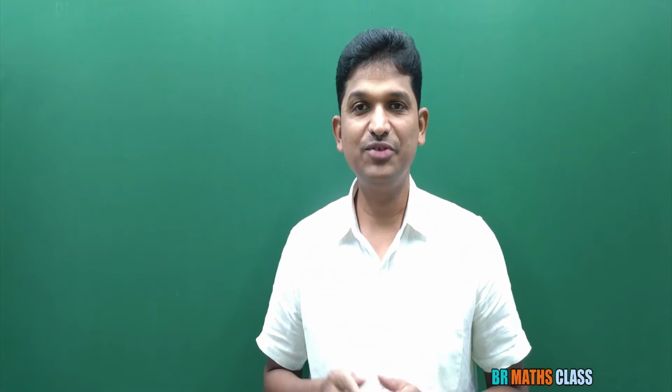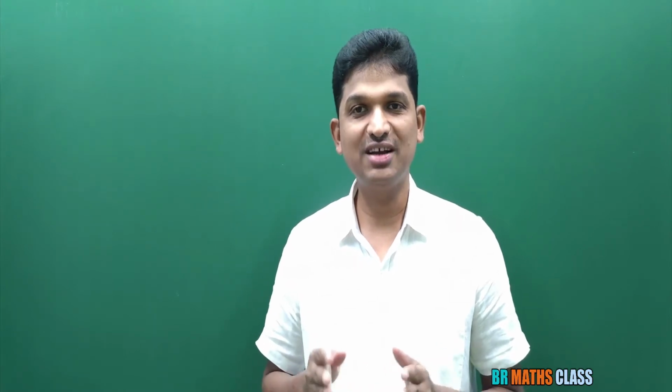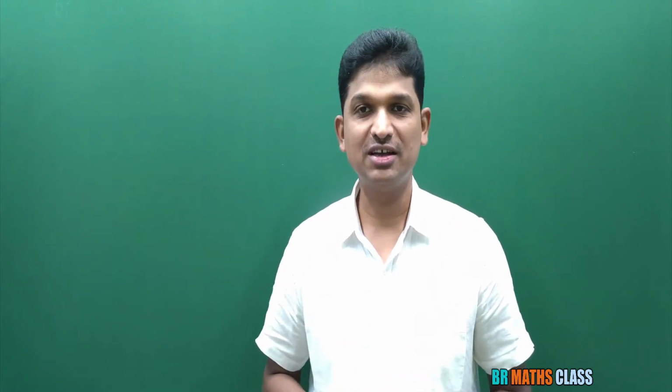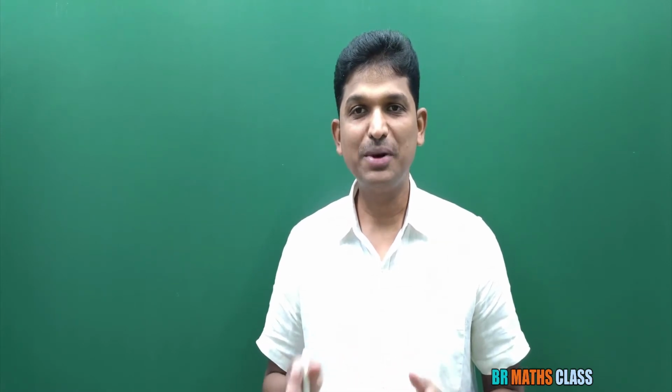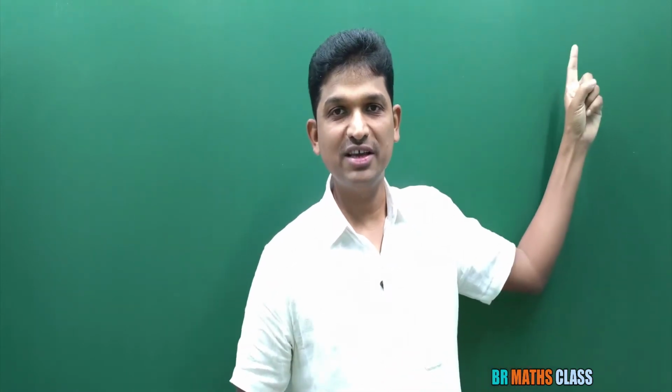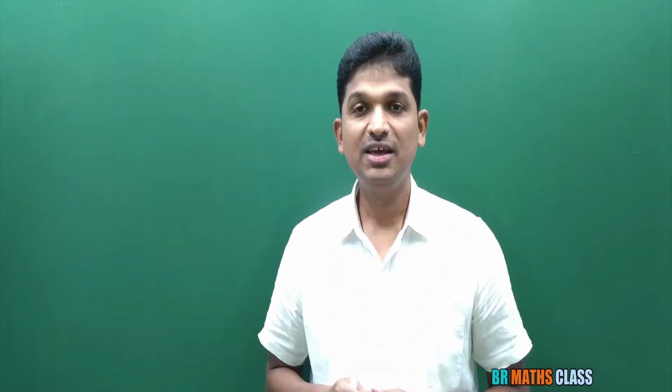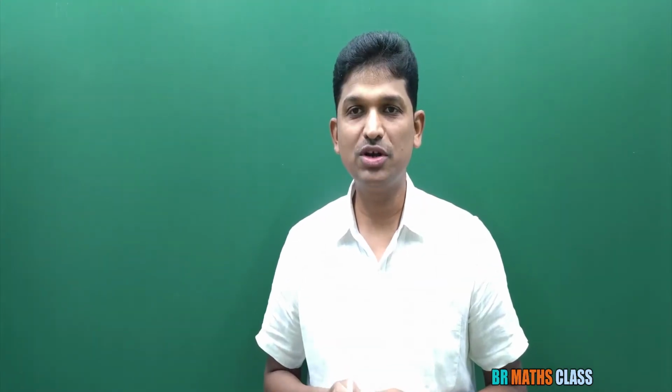This is the 9th class on vector algebra. In the last class, we learned about direction cosines and direction ratios of a vector. In case you have not watched the earlier classes, I will give that playlist link in the cards here. You can find that link here. In this class, we will learn about the section formula in vector algebra.